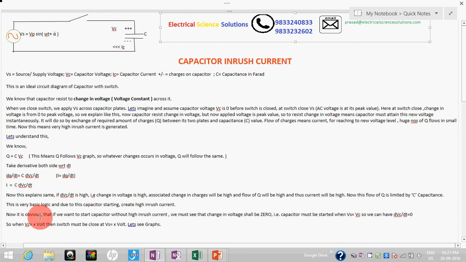Now it is obvious that if we want to start a capacitor without high inrush current, we must see that the change in voltage shall be zero. That is, the capacitor must be started when the supply voltage is equal to the capacitor voltage. So the rate of change of voltage will be zero at the start. So when Vc is equal to X volts, the switch must be closed when the supply voltage is also at X volts. Let's understand this by graphs.